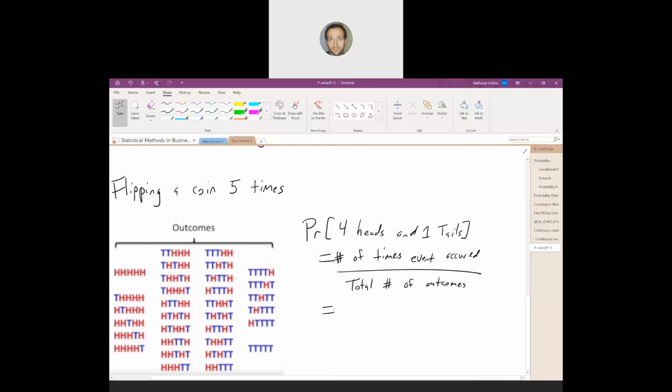So, four heads and one tail. Here is four heads and one tail. Here's four heads and one tail. I don't care about when I get the tail. I just care about that there's only one of them in 5 flips. I'm a little unsure.